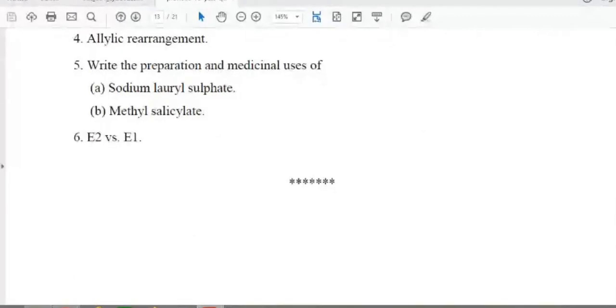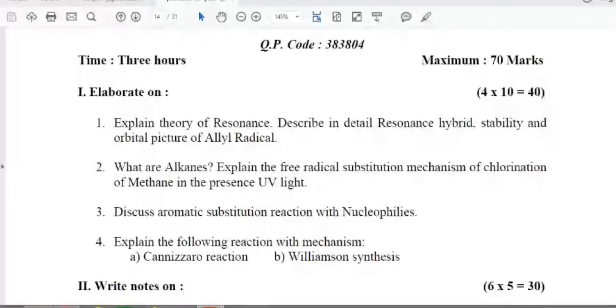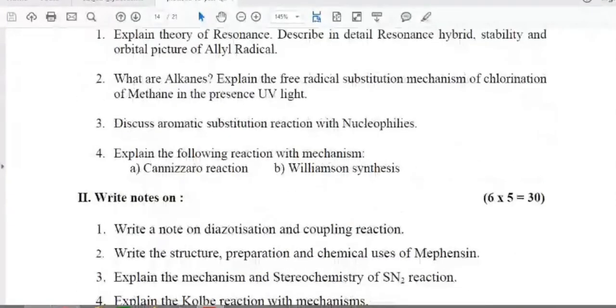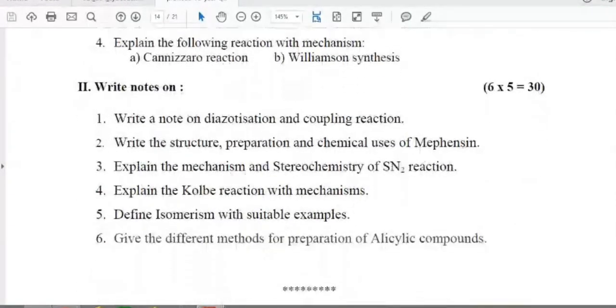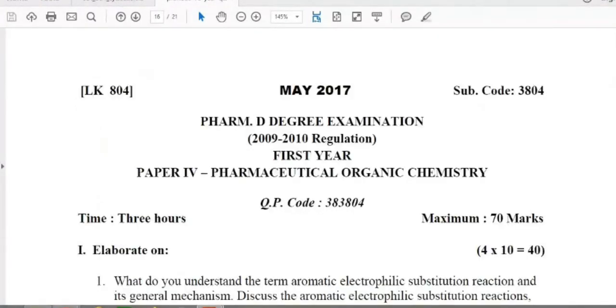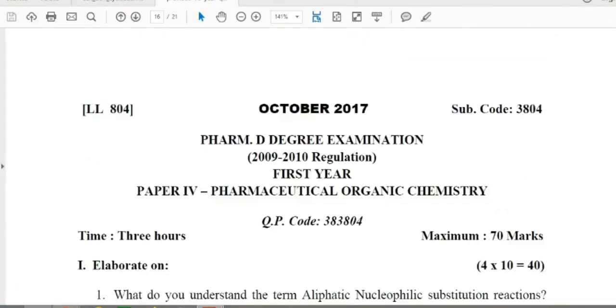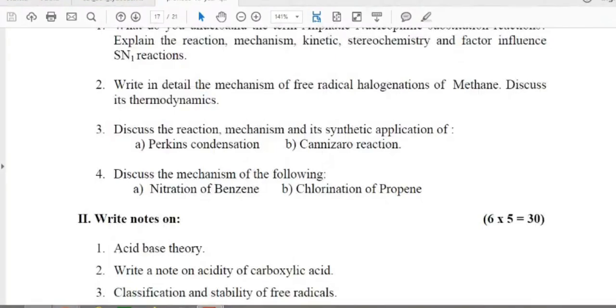E2 versus E1. Isomerism with suitable example. Markovnikov's rule with example. 1,2 addition versus 1,4 addition. Let us see in the case of conjugated dienes in the next class. Explain the reaction mechanism, kinetics, stereochemistry, and factors influencing SN1 reaction.